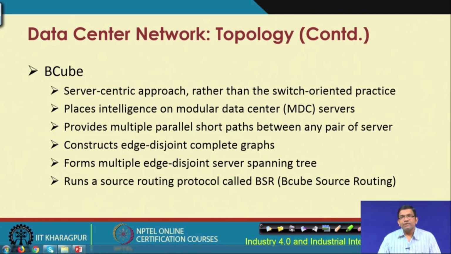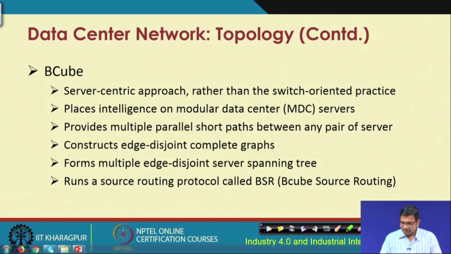So, there is a specific type of routing protocol that supports these B cubes, which is known as the BSR, the B cube source routing protocol, which basically helps in routing in this particular B cube architecture. These are some of the highlights of the properties of the B cube architecture that I had drawn and showed you how they look like.